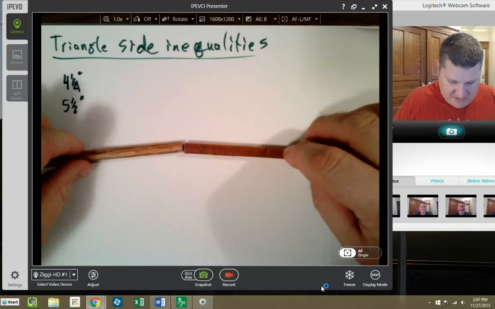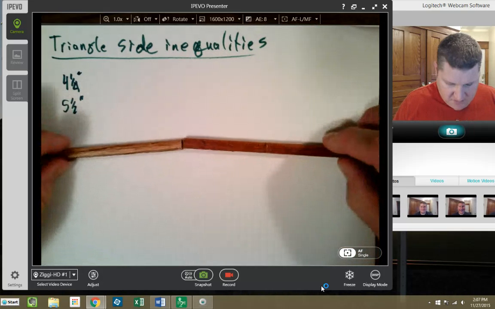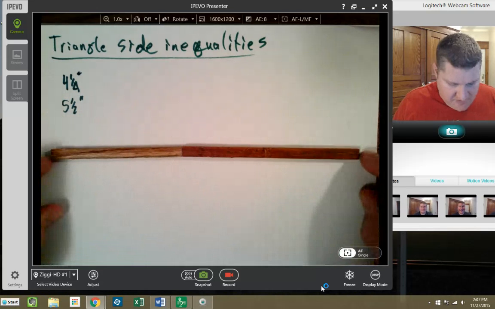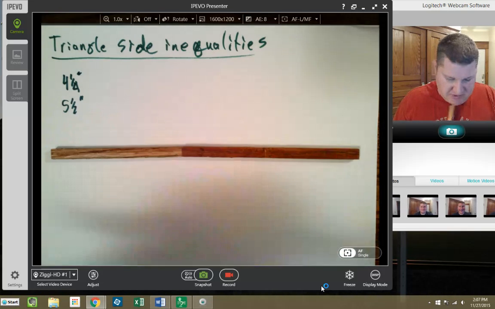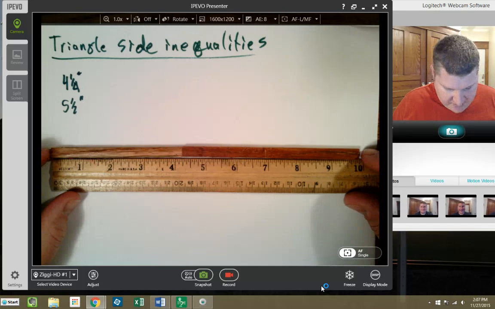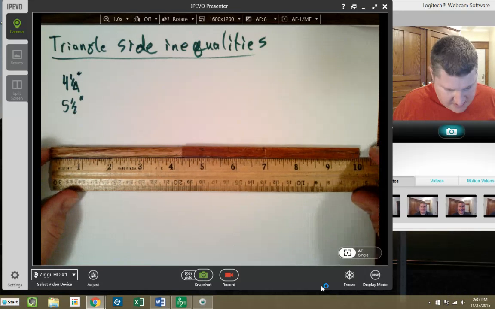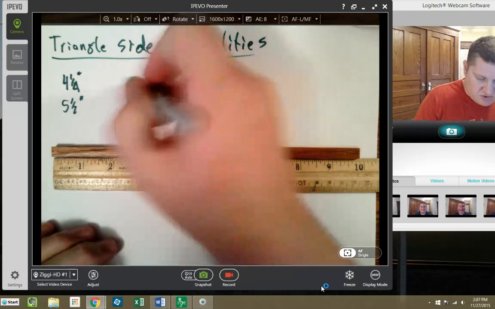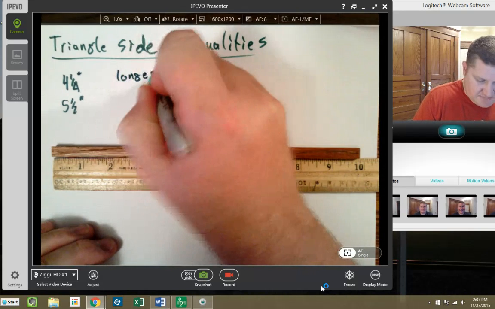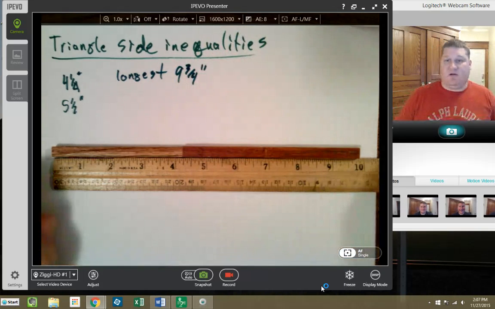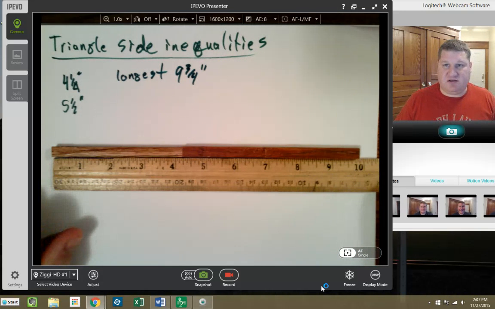Well, that would be as if these two sides, instead of being at an angle, were absolutely as straight out as they could be. That would make the third side as absolutely long as possible. So let's measure it. If that's the case, I come up with 9¾. So the longest side is 9¾. Now that would be the longest side, although it's not really much of a triangle at this point.